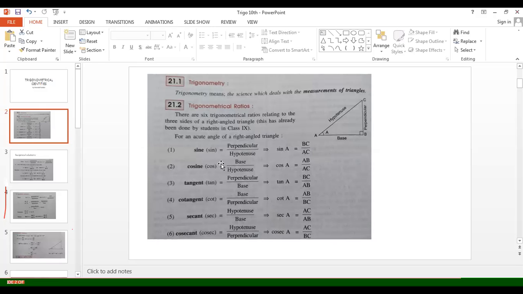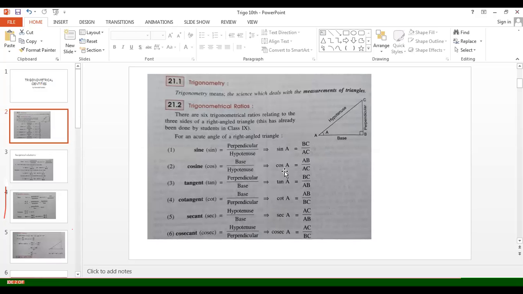And then what exactly is sine A? What exactly does sine A mean? Simple. That is the ratio of perpendicular to the hypotenuse, with respect to angle A. So we'll have to refer to angle A. From angle A, the perpendicular would be BC and the hypotenuse would be AC. That way, sine A is BC upon AC.